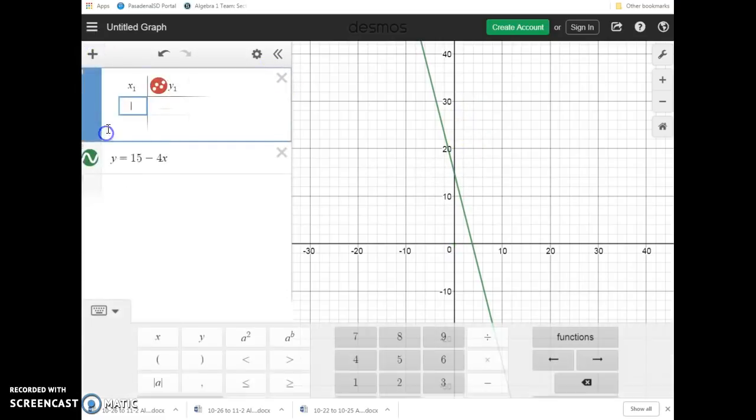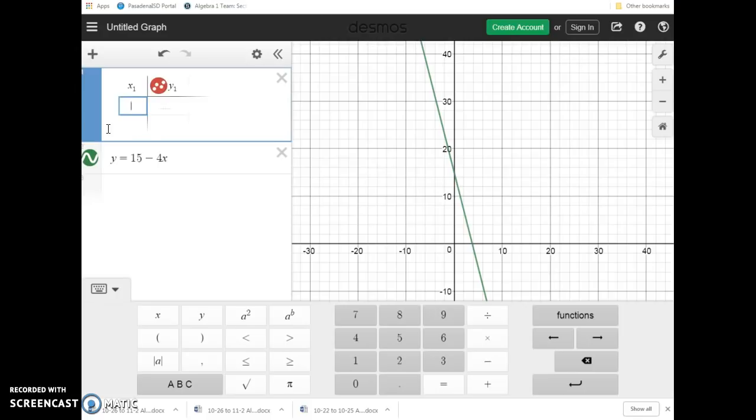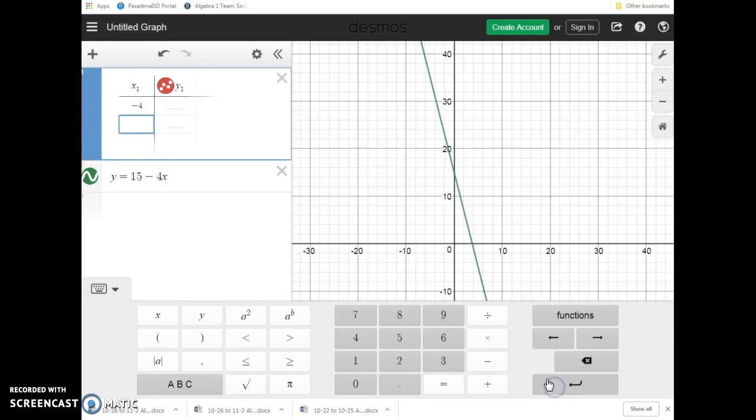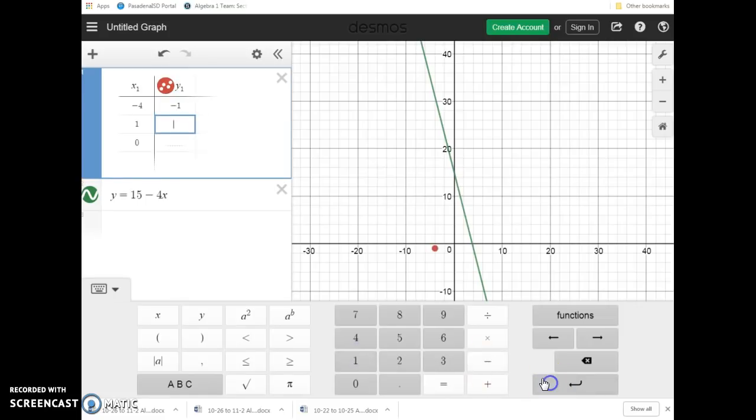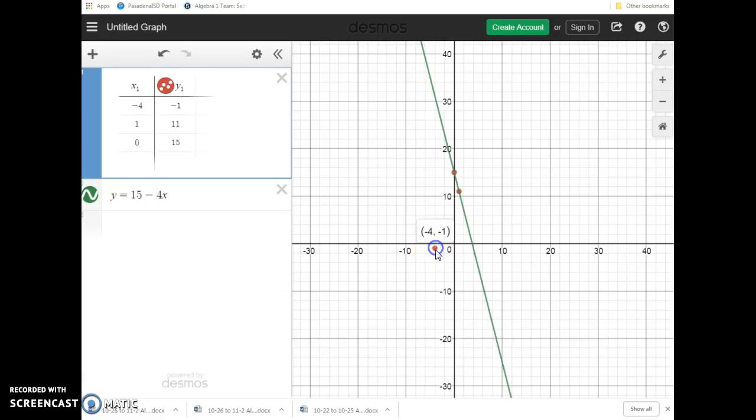Let's do letter C. Add a table. Letter C says -4 is your first x, 1 is your second x, and 0 is your third x. Your y's are -1, 11, and 15. So all of those points are on the line except for 1. The -4, -1 is not on the line.